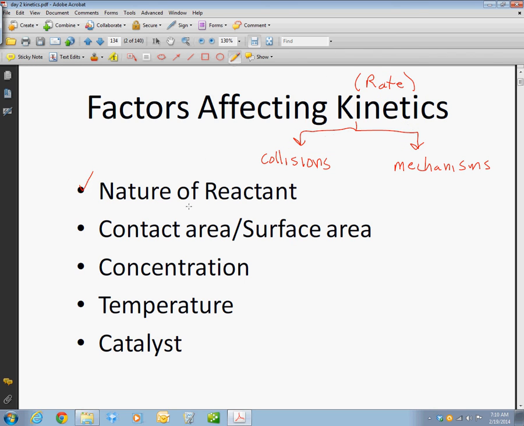One is the nature of your reactant. What does that mean? What phase are your reactants in? What type of reactants are you working with?